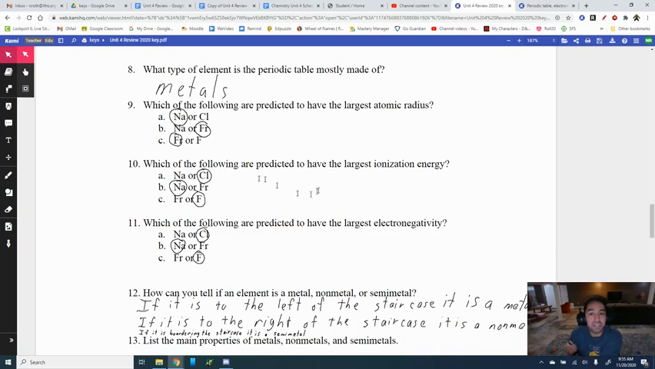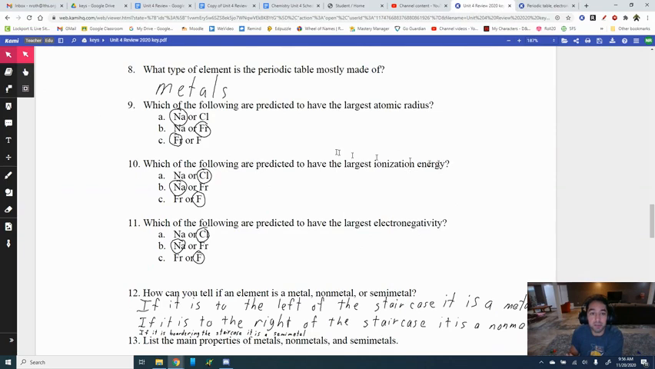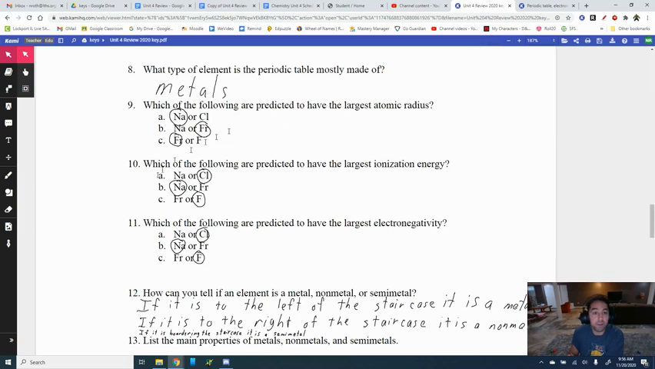Next, which of the following are predicted to have largest ionization energy? So we're looking at all of the same elements. So Na or Cl, Na is right here, Cl is right here. As we go to the right of the periodic table, ionization energy increases. So that means Cl is going to have a larger ionization energy. Okay. Na and Fr, right here and right here. Fr is lower on the periodic table. As we go down the periodic table, ionization energy decreases. So Na will have the higher ionization energy.